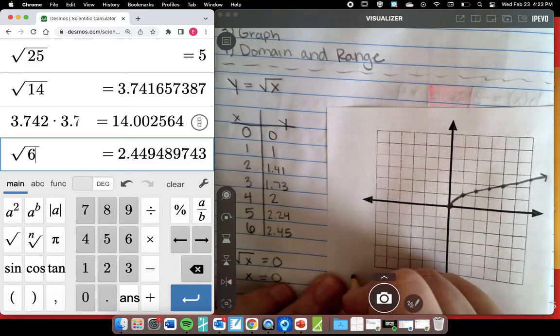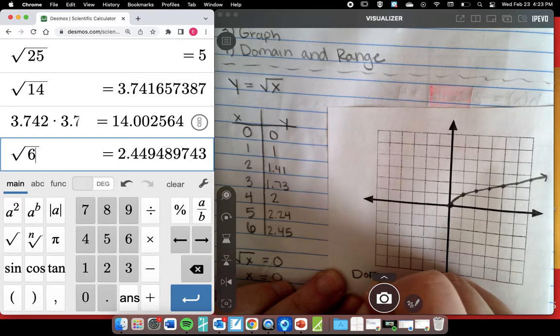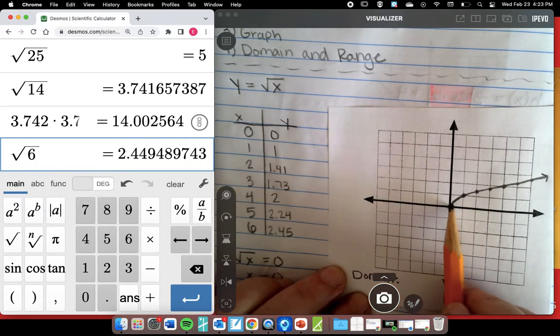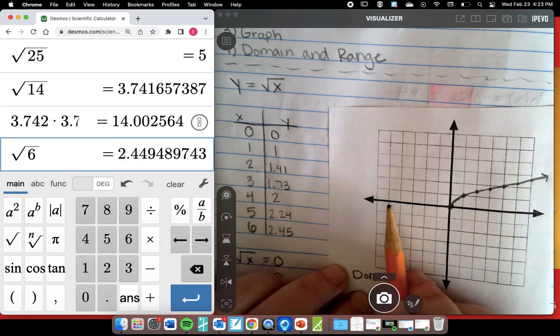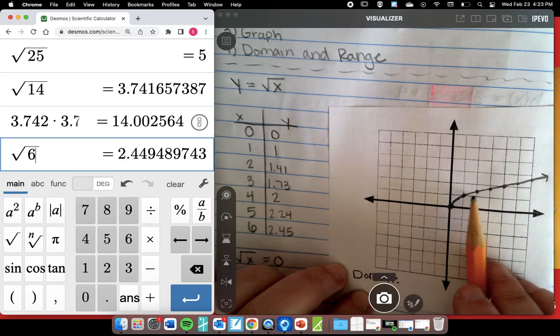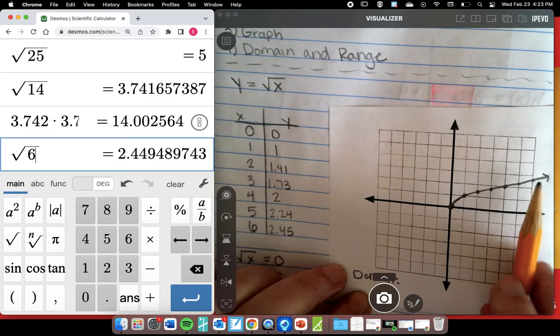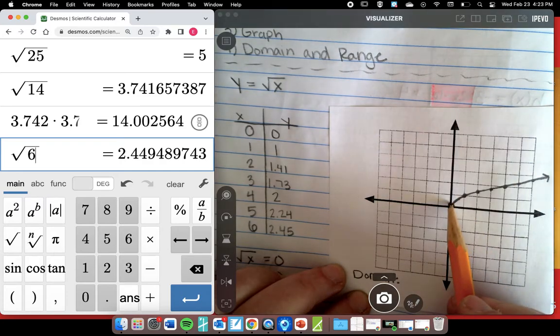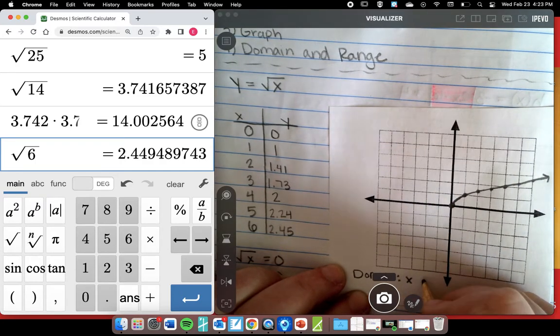Okay, so let's do our domain and our range. For our domain, we're going to think left and right. From my starting point, am I going to go left anymore? Nope. Am I going to go right? Yep, it keeps going right and right. So what's the farthest left? Where does it stop? Well, it stops at that 0. So I want x and 0.